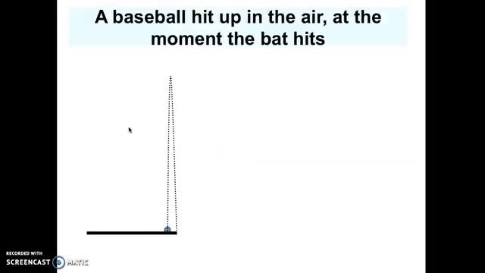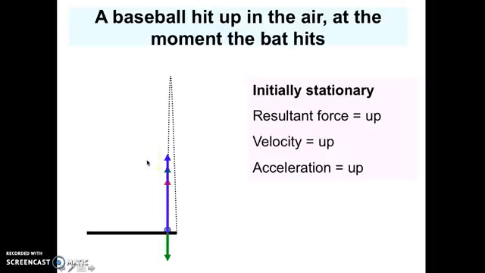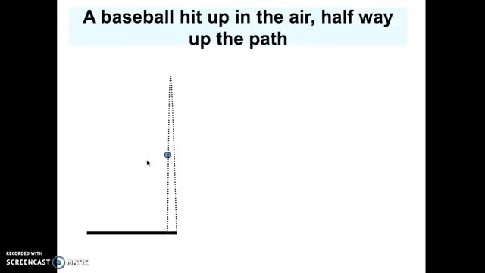What about a baseball being hit in the air at the moment the bat hits? So at the moment that the bat hits, there will be a force upwards from the baseball bat acting against the weight of the baseball downwards. And you can see that the resultant force is going to be in the upwards direction because the force coming from the bat is larger. Therefore, the velocity of the object will start to be upwards, which means it will accelerate in the upwards direction. It was initially stationary, but I get a resultant force upwards, so there'll be a velocity upwards and acceleration upwards.